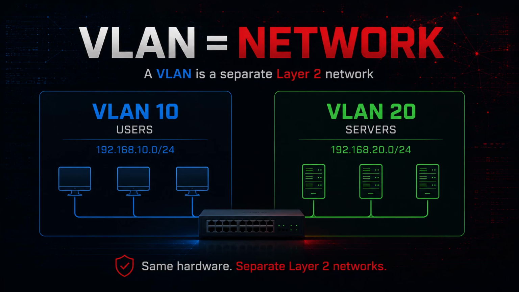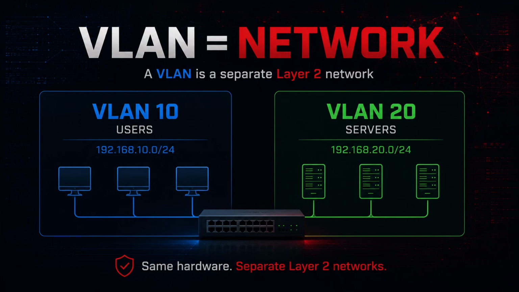So your VLANs may line up where VLAN 10 is, we'll just use easy numbers here, 192.168.10.0/24. VLAN 20, 192.168.20.0/24. A lot of places like to line up the third octet in your range. That doesn't mean every VLAN has to be a /24. It's just a common design because it's easy to understand and easy to manage.